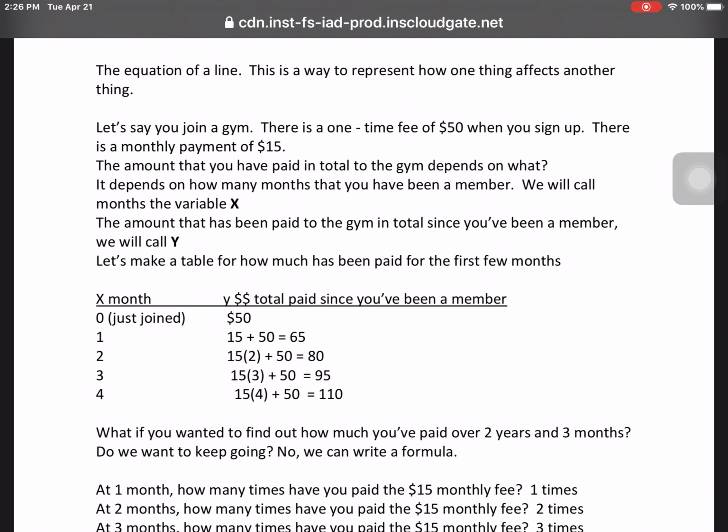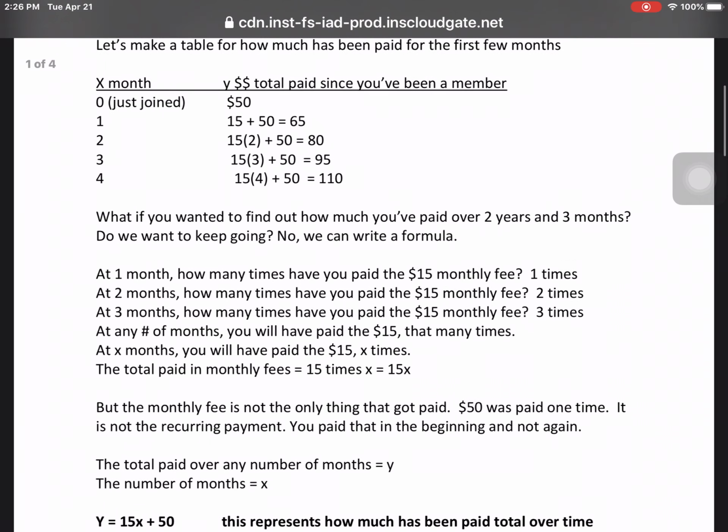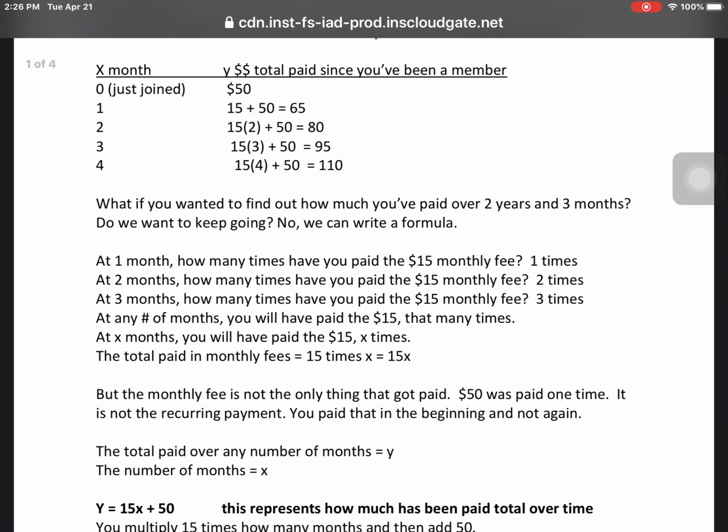So months will be the letter X, and how much you've paid will be Y. How much you've paid depends on how long you've been a member. So let's make a table for the first few months. X is months, Y is dollars total. At 0 months, when you just joined, you paid $50. At 1 month, you've paid $15 one time for your 1 month fee, plus you paid $50.